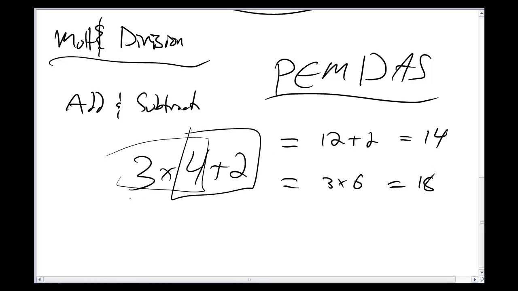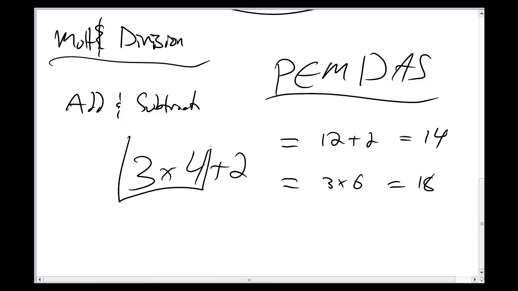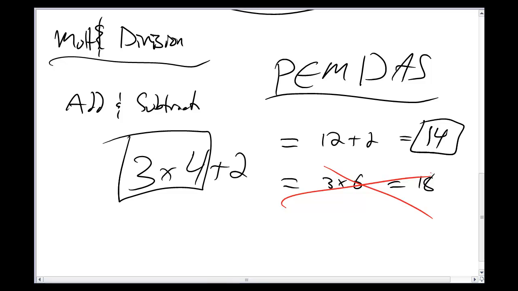From PEMDAS, I know that the multiplication is the more powerful one. So I know that the correct way to do this is to do the 3 times 4 first and then add the 2, making this the correct final answer of 14. And that means that this part right here is not correct.